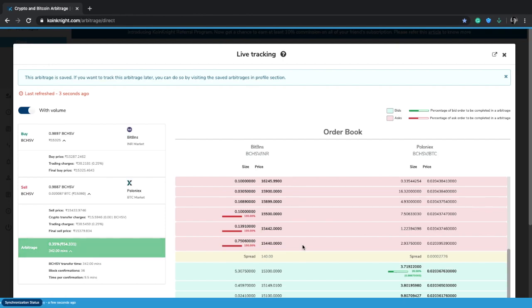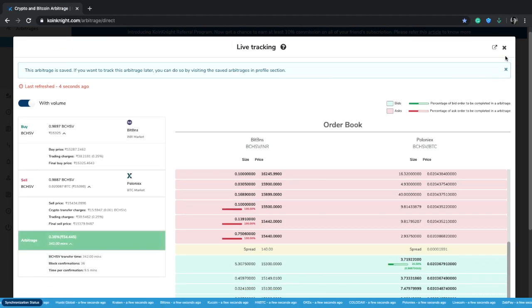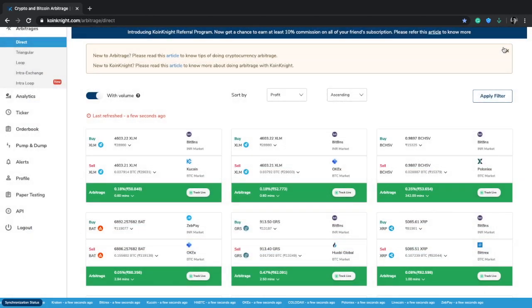So basically in our case, if you buy more than 0.9897 BCHSV, then it will lead to a reduction in the total profit and return of investment. But you can always buy less than 0.9897 BCHSV and can always earn a profit that will either have the same return of investment or more.